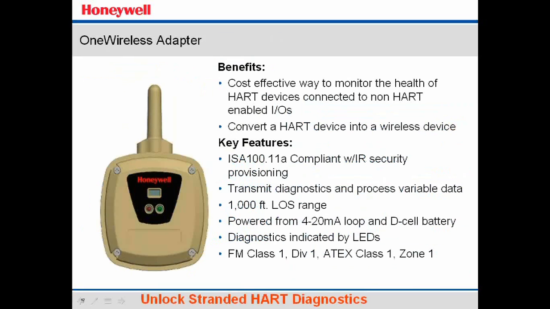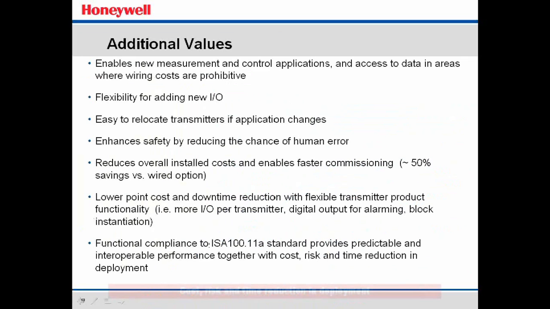We have the OneWireless adapter. What the OneWireless adapter does is attach to a wired HART device and encapsulate that HART data into ISA 100 wireless traffic, and transmit it over the network. When it gets back to the wireless device manager, the wireless device manager then acts as the HART mux and distributes that data to the wire as if it was never anything but HART data.